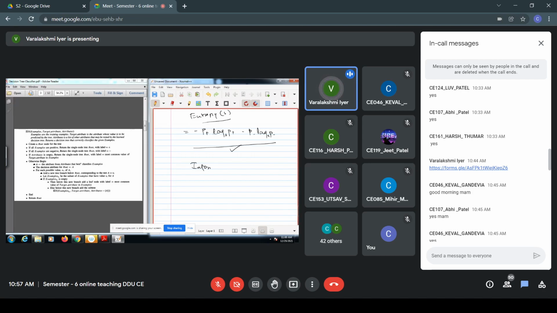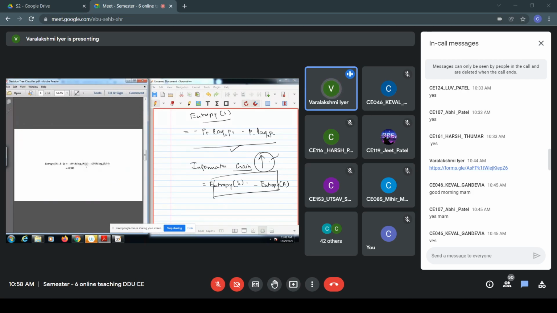Then we calculated information gain. Information gain means we calculate it by subtracting the entropy obtained by choosing that particular attribute A to split your data. You'll check if the information gain is highest for that particular attribute, and that attribute will be chosen to split your data, right? Okay, so this is your formula.